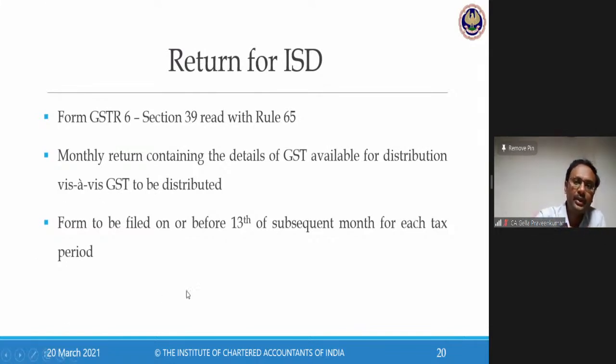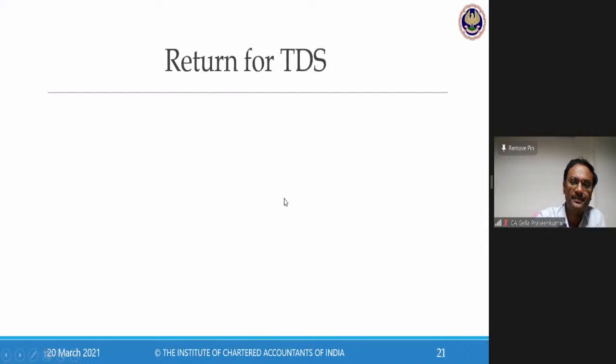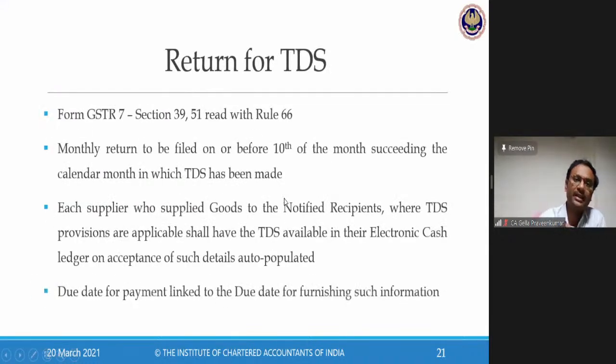Important thing, my due date for filing of this return is the 13th of the subsequent month. Next, the return of TDS, form number GSTR 7. All the government entities where the contract value is exceeding 2.5 lakh, where TDS has to be deducted at 2%, will file a return called GSTR 7. This has to be filed on or before the 10th of the subsequent month.